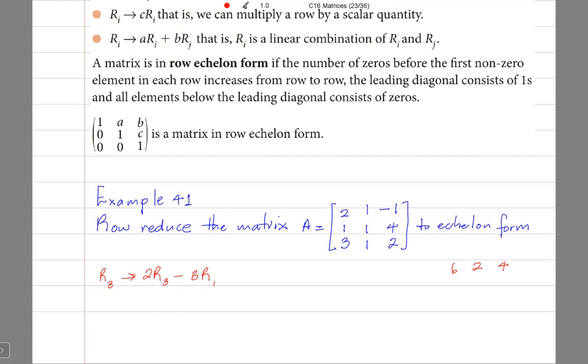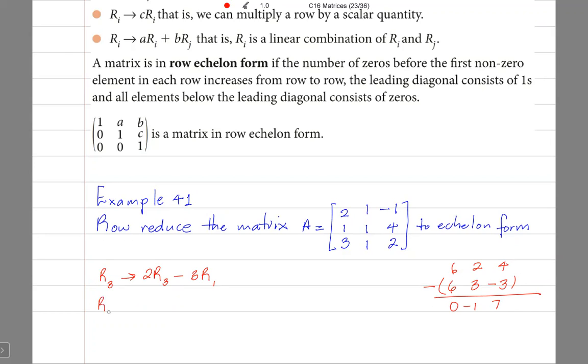Row 1, I'm going to multiply by 3. So this is 6, 3, minus 3. Then I'm going to subtract. And so my row 3 is going to become 0, minus 1, 7. My new row 3 is going to be 0, minus 1, 7.